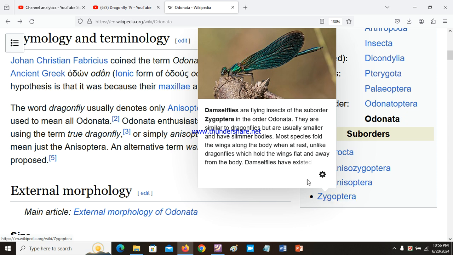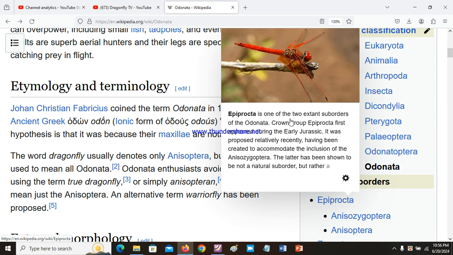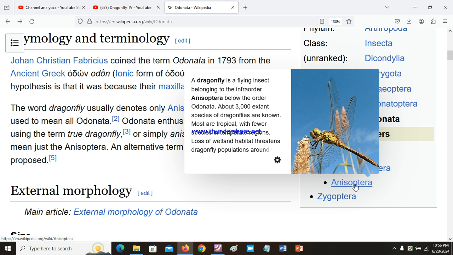Zygoptera consists of damselflies, and Epiprocta consists of dragonflies. And the Epiprocta suborder is divided into two suborders, Anisozygoptera and Anisoptera.